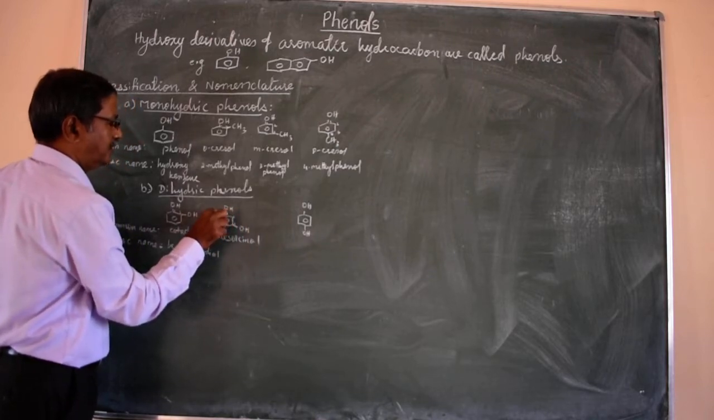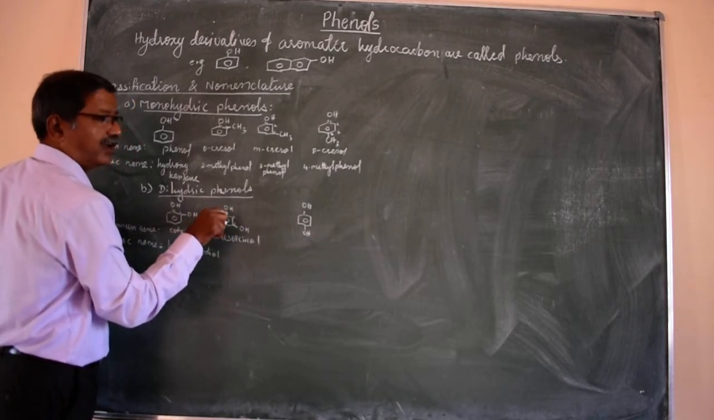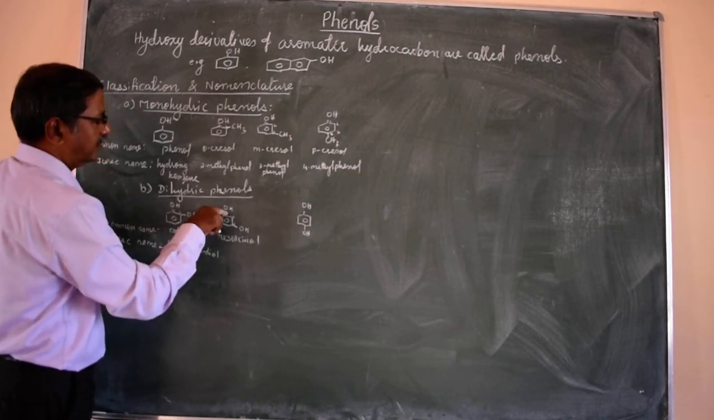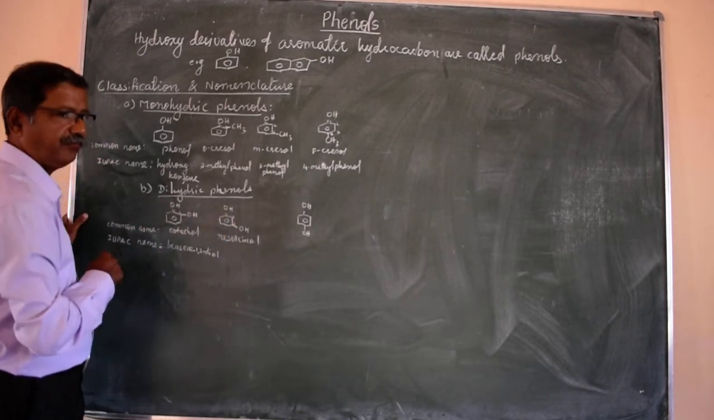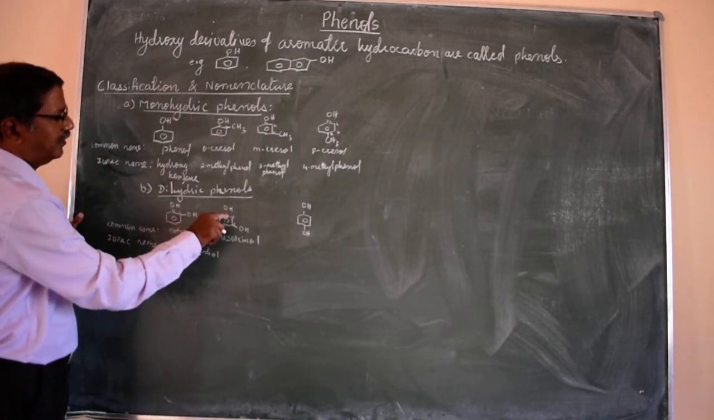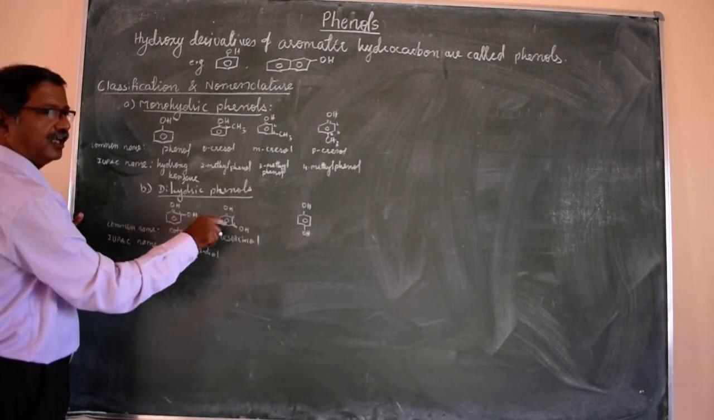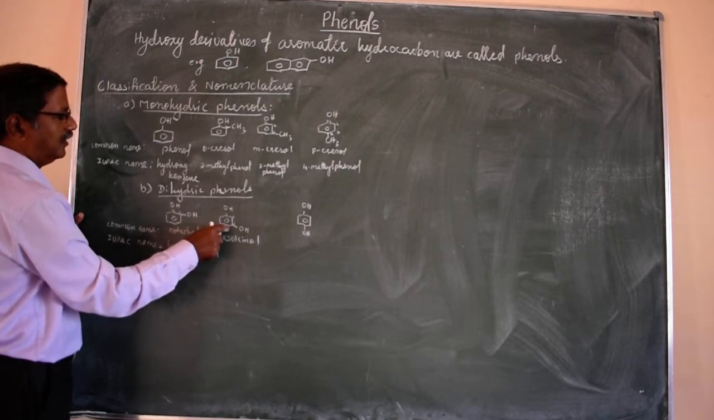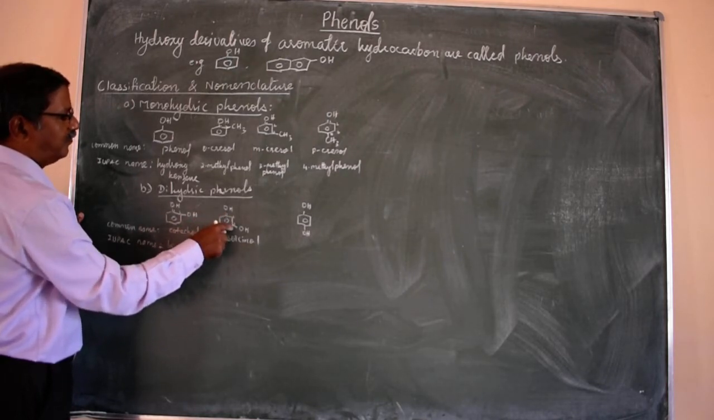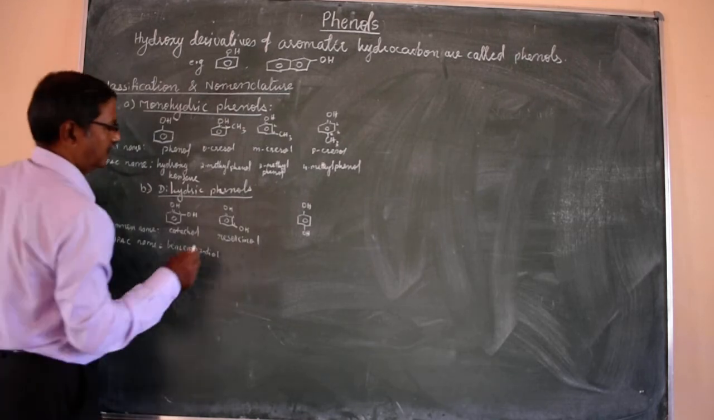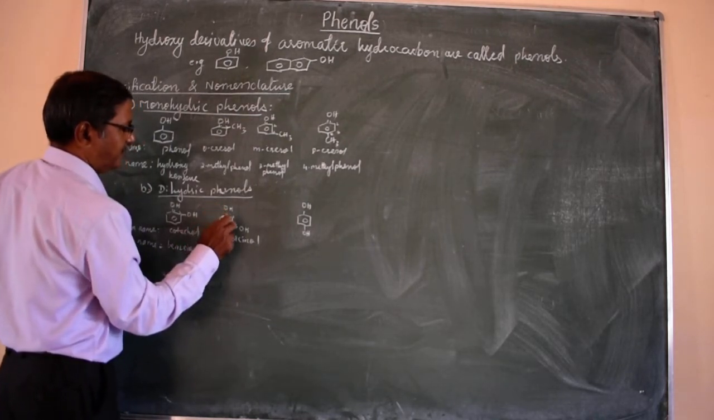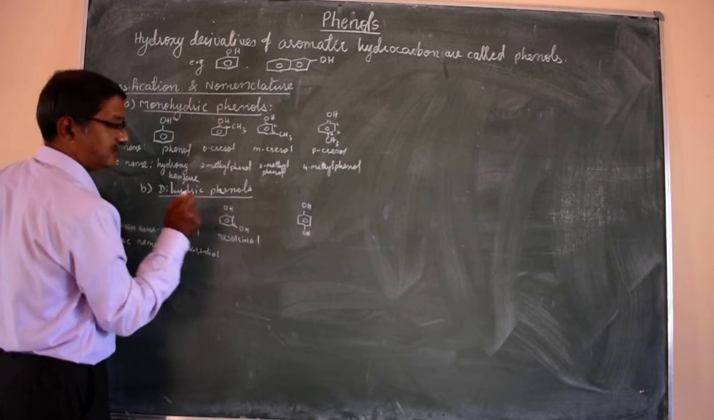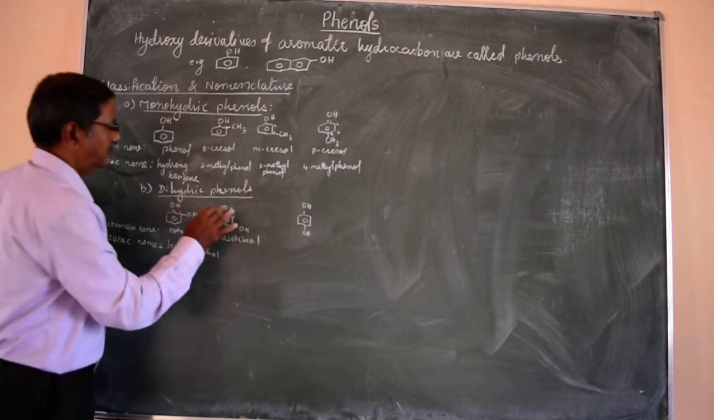It should not be numbered like 1, 2, 3, 4, 5, because the substituents must get the lowest sum of locants, closer to the functional group. The sum of the locants is 6, 1 plus 2 plus 3. If you number it the other way, 1, 2, 3, 4, 5, then 1 plus 3 is 4, and 1 plus 5 is 6. So the sum of the locants 1 and 3 is 4, and numbering like this, 1 plus 5 equals 6.